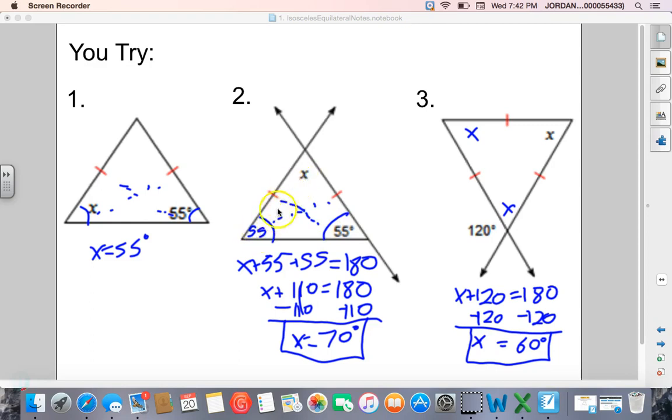So then to solve for x, we know the three angles must add up to be 180. So I do x plus 55 plus 55 equals 180. I combine my 55s into 110 and subtract from both sides to get 70 for my angle x.